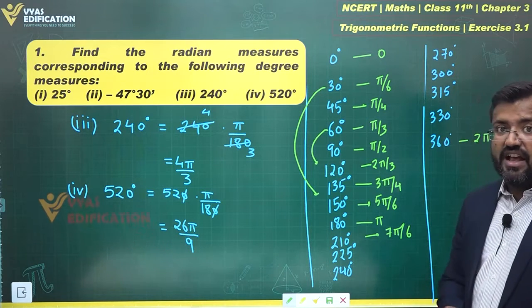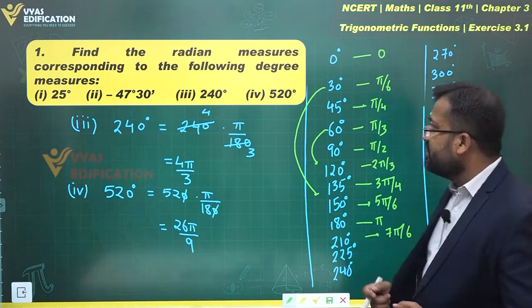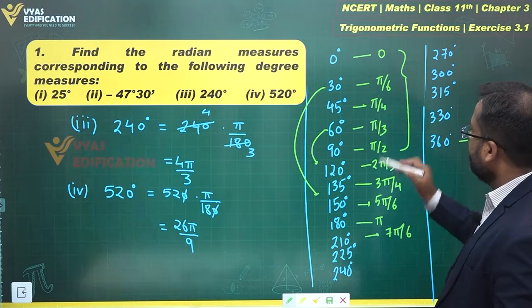Right? This is under the standard angle. Pi plus pi by 6, pi minus pi by 6. With the help of these.